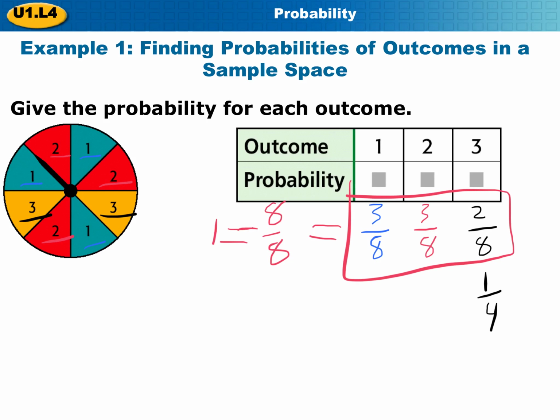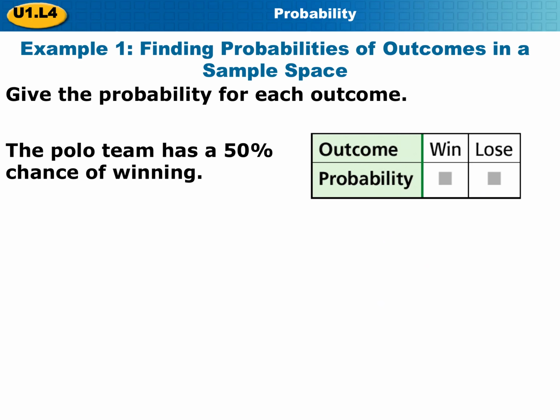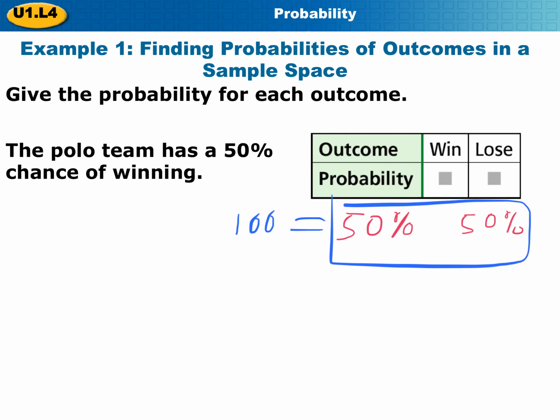And we can also convert these fractions into percents. So 3 out of 8 is the probability of getting a 1 on the spinner, and as a percent it would be 37.5%. The probability of getting a 2 would be 37.5%, and the probability of getting a 3 would be 25%. If a polo team has a 50% chance of winning, they also have a 50% chance of losing. Remember that the probabilities have to add up to 1 or 100%.